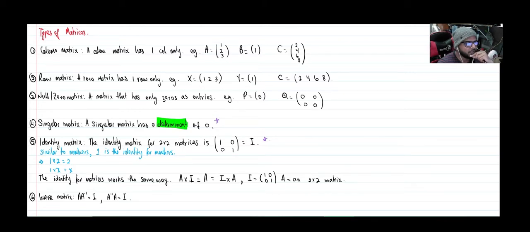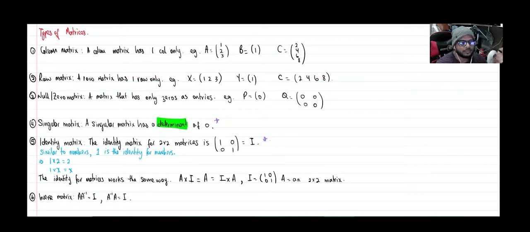The identity matrix, very important. The identity matrix, we only need to know it for 2 by 2 matrices, is 1, 0, 0, 1, and it's symbolized by a capital I. Now, what is the identity matrix? Just like in numbers, we have the identity for numbers. Think of matrices as a different branch of numbers.